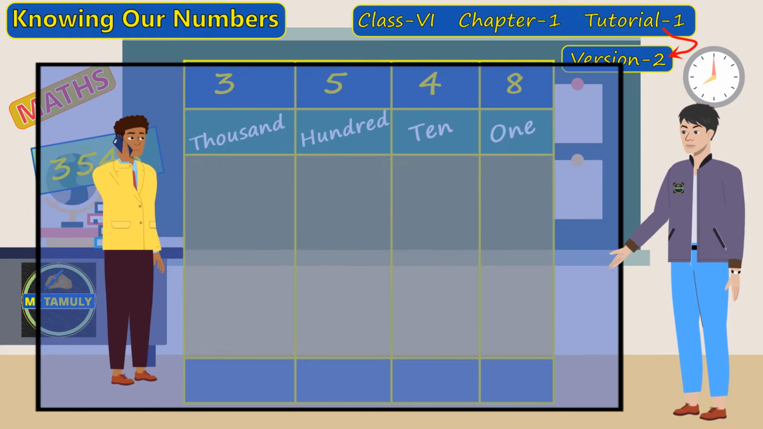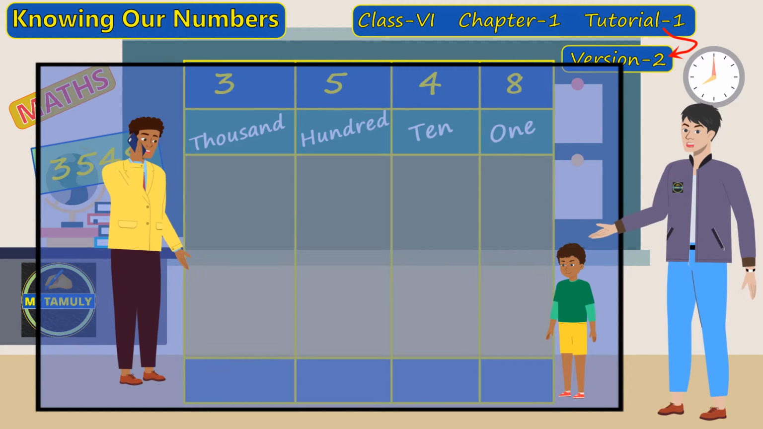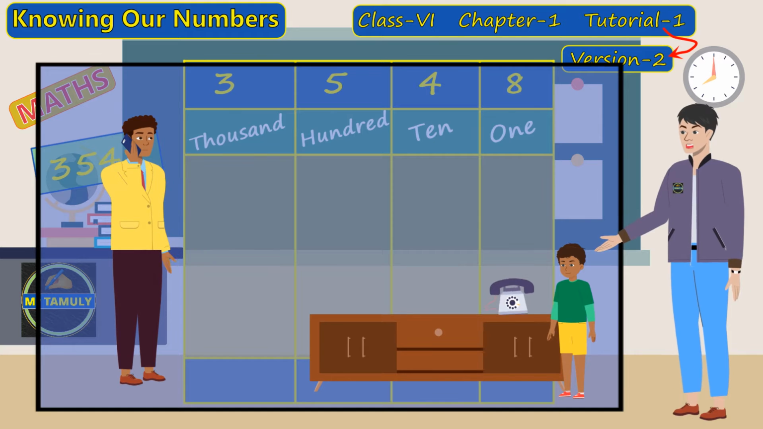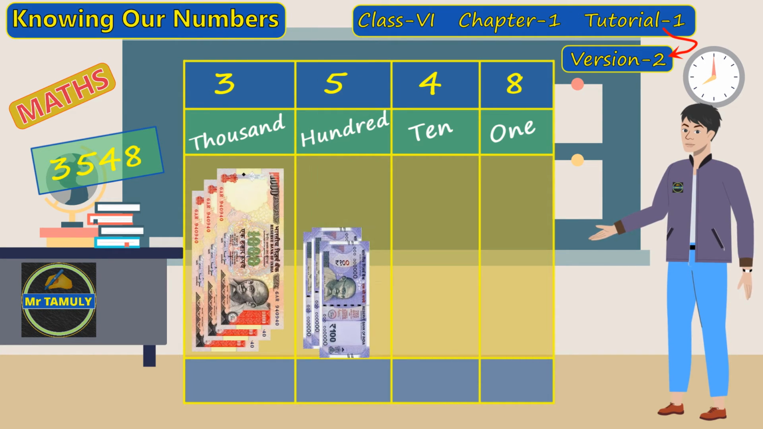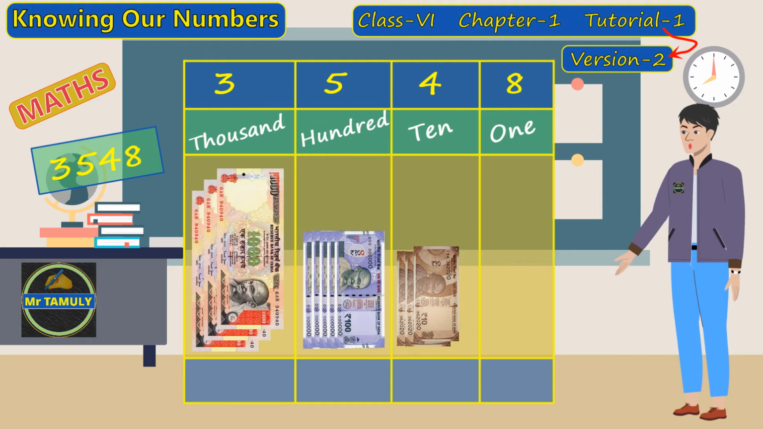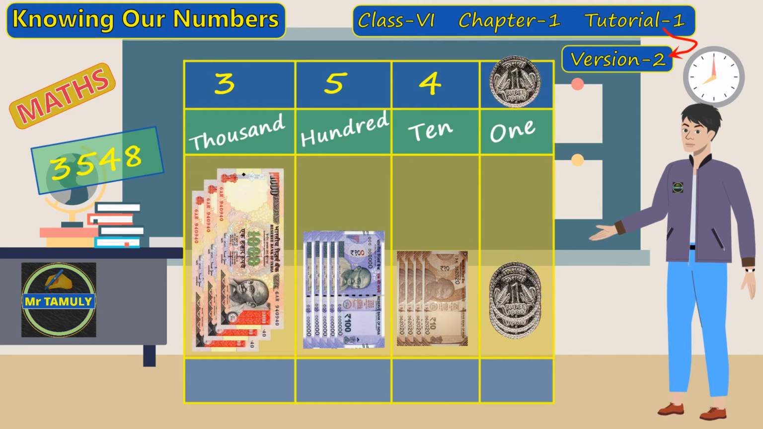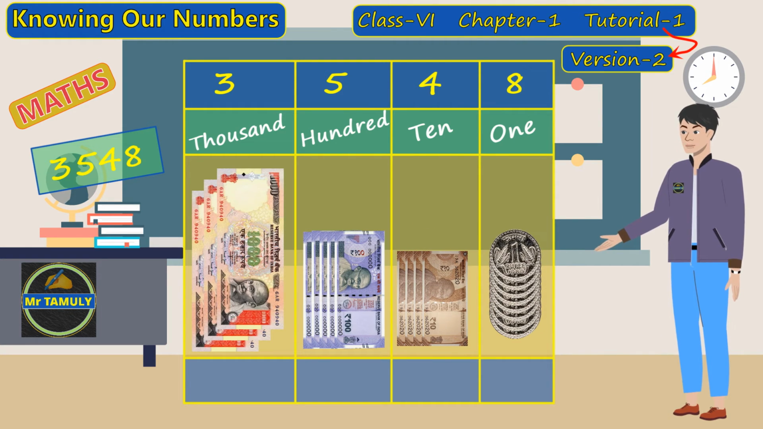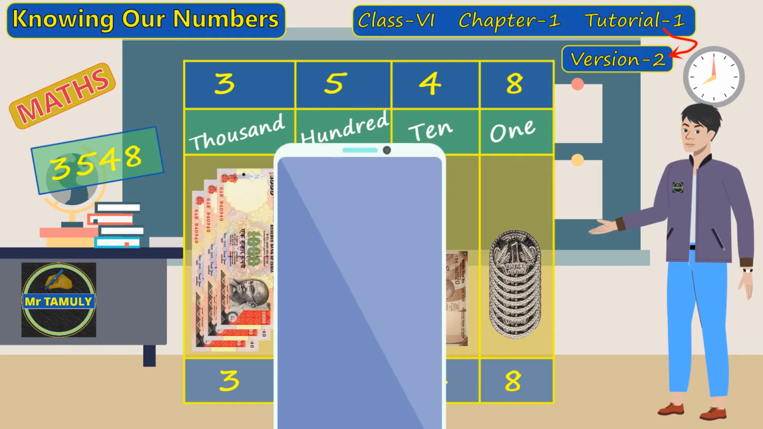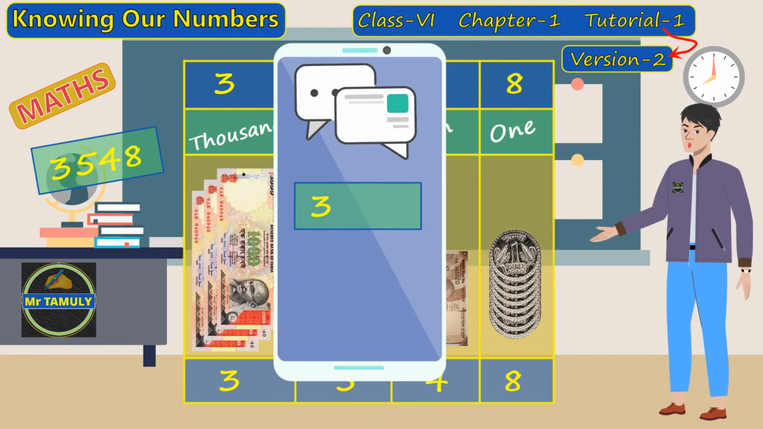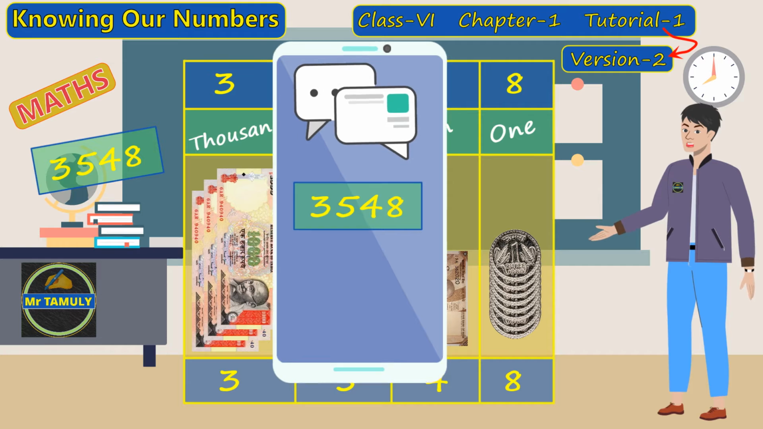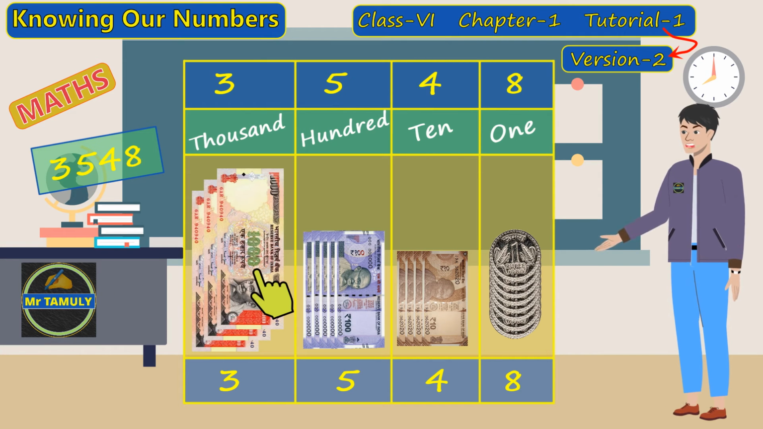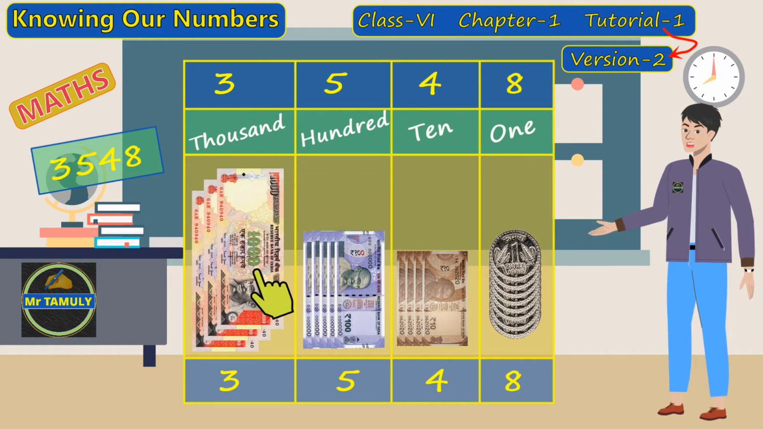Suppose your father calls from the office and asks you to count the money that is kept in the drawer of the bedroom table. And you find that there are 3 1000 rupee notes, 5 100 rupee notes, 4 10 rupee notes, and 8 1 rupee coins. So the total amount of money is 3548. You can send a WhatsApp message to your father and write 3548 in the message. Even though 1000 rupee currency notes are no longer in use nowadays, for the sake of simplicity, here we are assuming that 1000 rupee notes still exist.